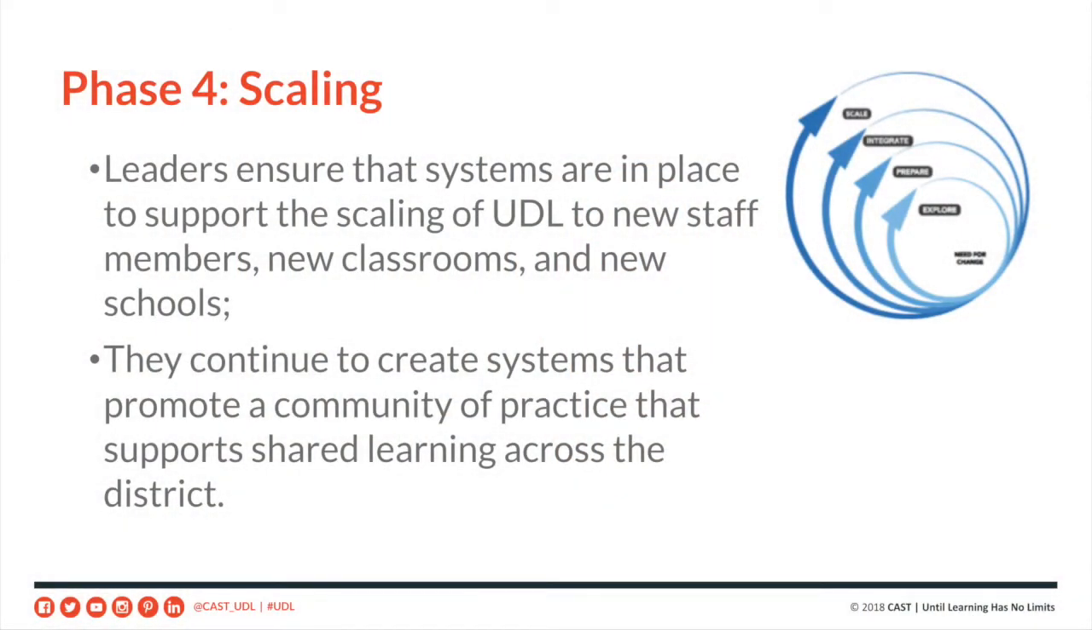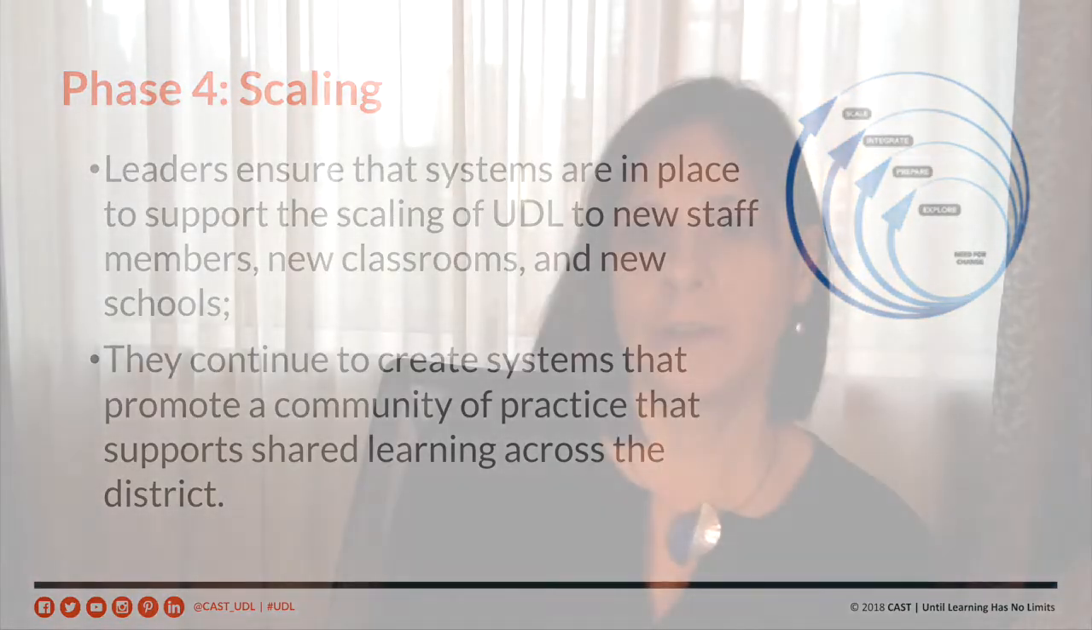Some of you may already be entering into the scaling phase of implementation, particularly if you worked with CAST for a few years before the Innovation Network began. In this phase, you should be thinking about putting systems in place that will support the growth of UDL throughout the school. If your school isn't already a full inclusion school, you want to make sure that you're creating and implementing a plan to ensure that no students are left out of the mainstream classroom.